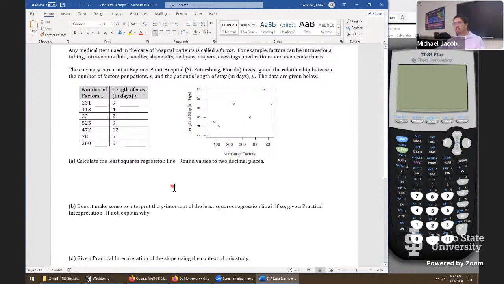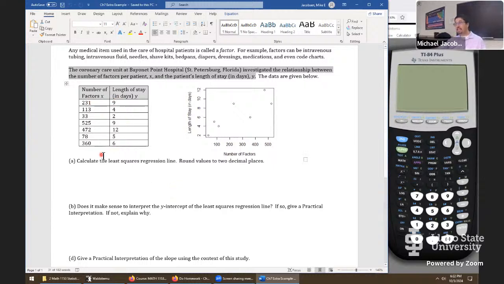It goes on to say, however, this is the coronary care unit, so probably lots of factors going on in this one. The coronary care unit at Bayonet Point Hospital, St. Petersburg, Florida, investigated the relationship between number of factors per patient, X, and the patient's length of stay in days, Y. So we might think if there's a lot of factors involved with you, then you just have a lot going on, so probably you're going to be laid out in the hospital even longer. At least that's the thinking.